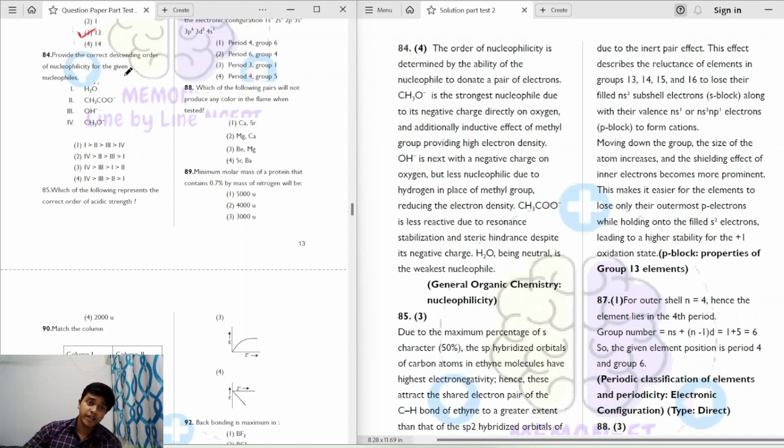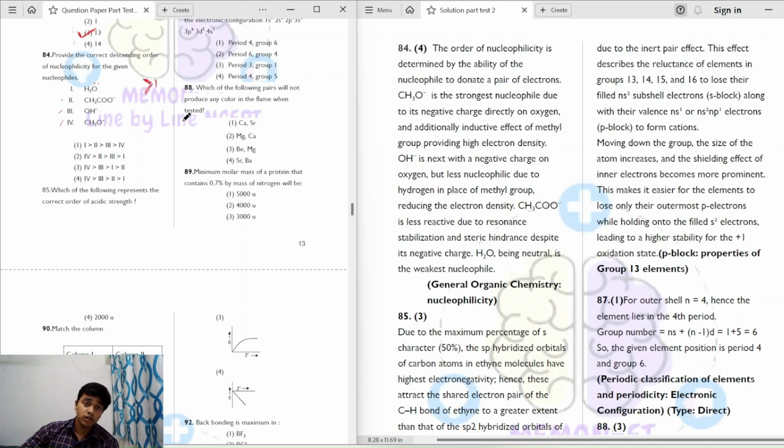So we can straight up say, as we can see in 2, 3 and 4, we have a negative charge on the oxygen atom. So water will be the weakest nucleophile of all in these 4 given compounds.